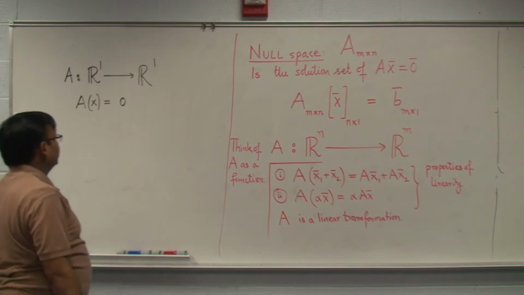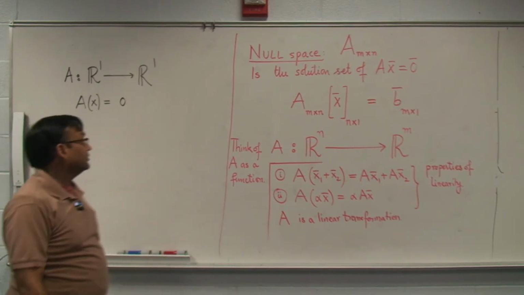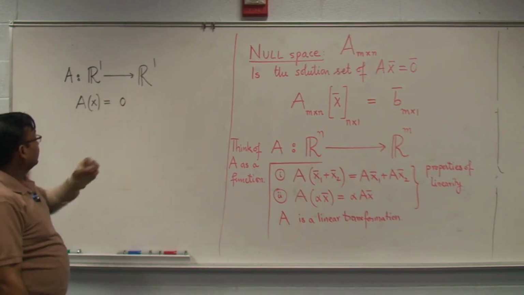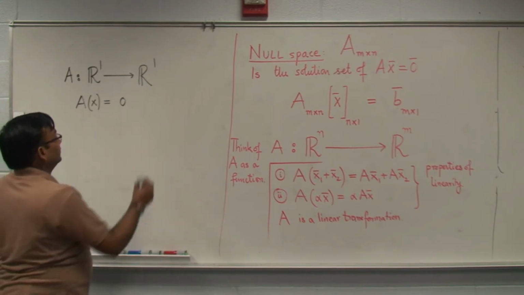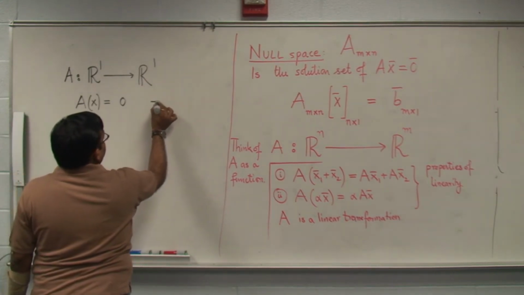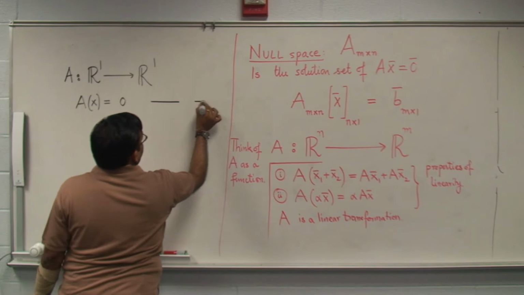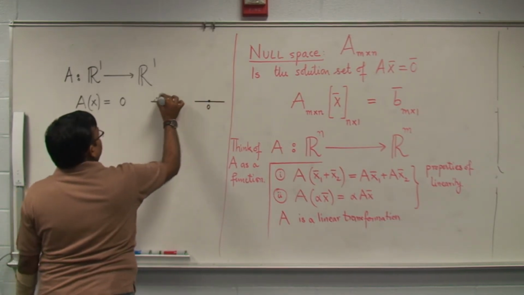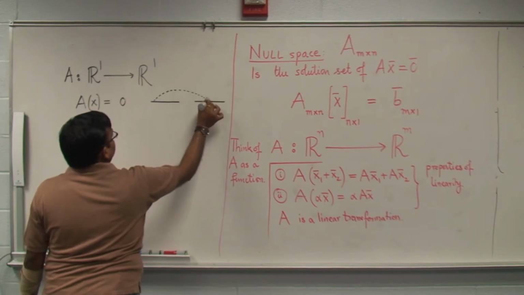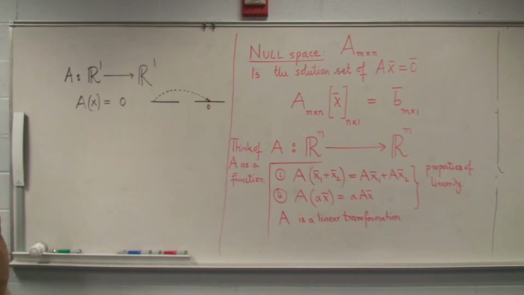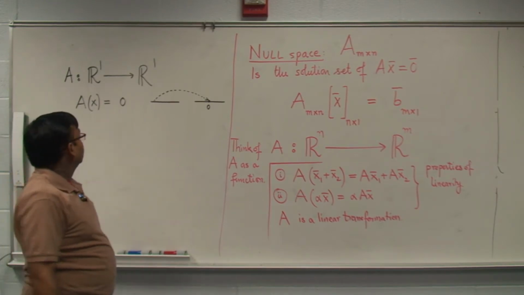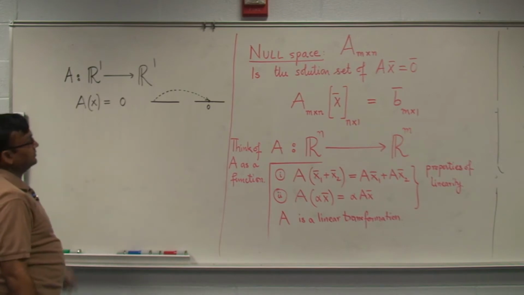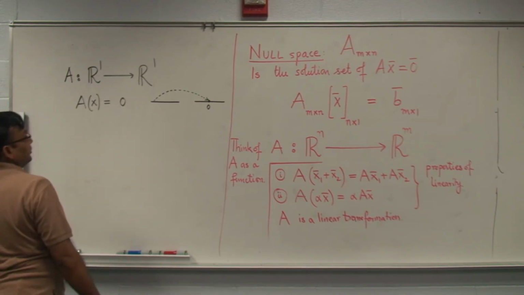Ax is equal to 0. Is it a linear function from R1 to R1? Well, it's a function where everything gets mapped to 0. So in terms of pictures, here are two copies of R1, here is 0. Anything out here is mapped to 0. So anything from R1 to R1, everything from here is going to 0.